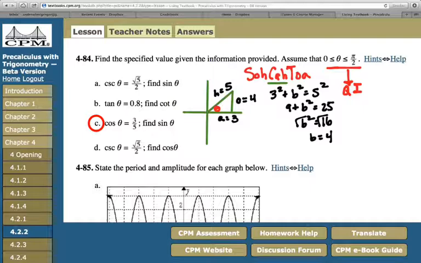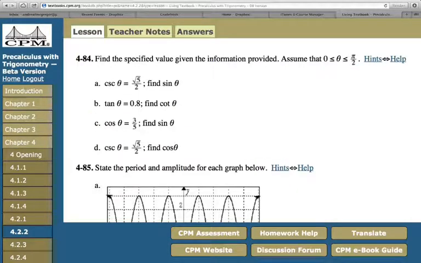Now that you have all three sides, you can find sine. Sine is just opposite over hypotenuse. So sine of that angle is 4 over 5. It's really important to find all your sides first. Then you can go ahead and find your ratios. Alright, so that is C. Let's look at D.